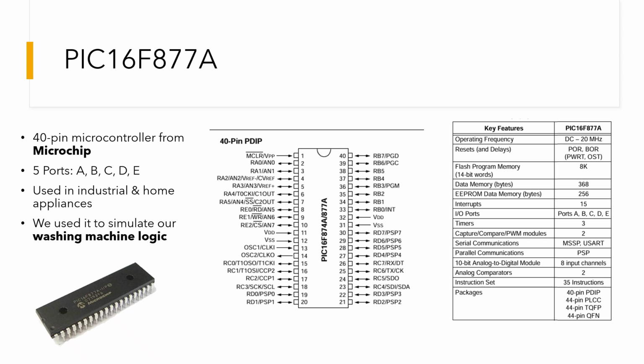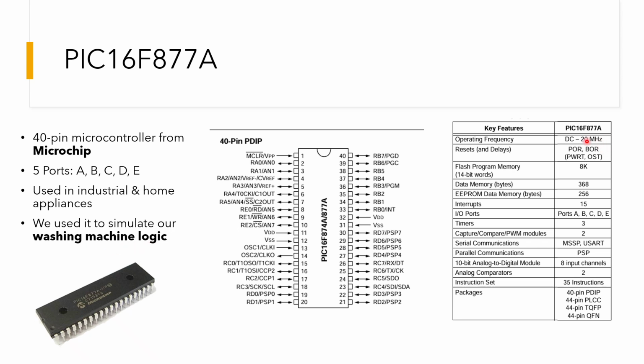You can see the schematic, the diagram of this PIC16F877A. There are 40 pins, each connected to other components and voltage sources. This is a 40-pin microcontroller from Microchip. It has 5 ports, A, B, C, D, and E, and is used in industrial and home appliances. We use it to simulate our washing machine logic.